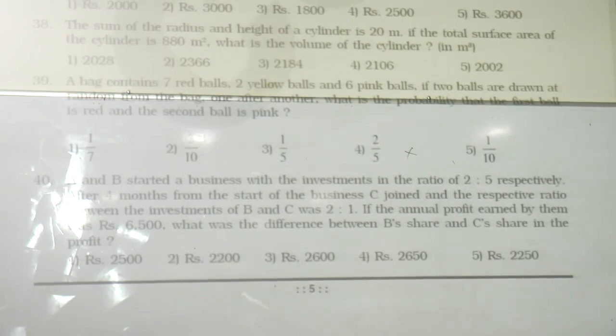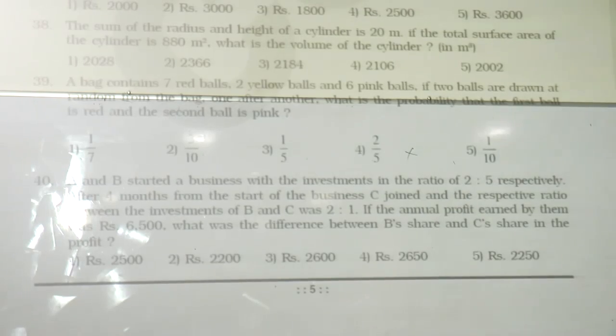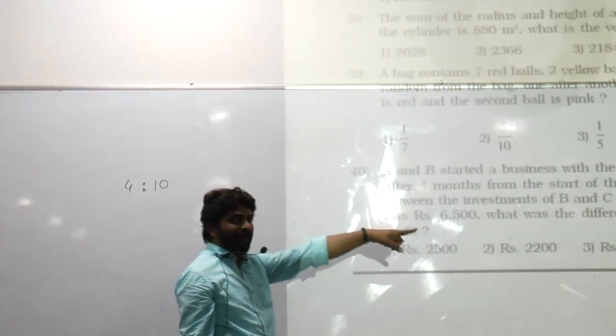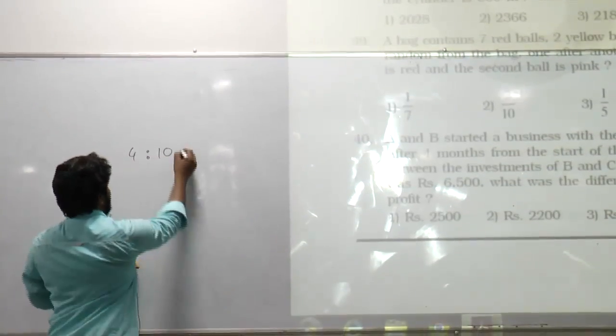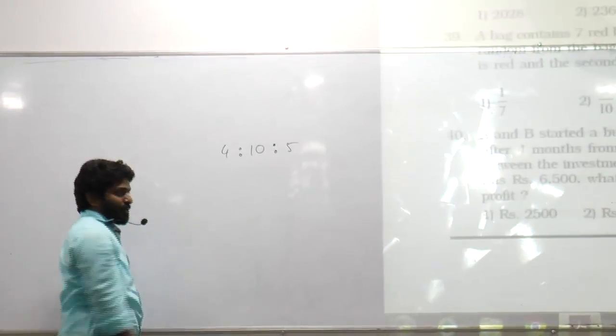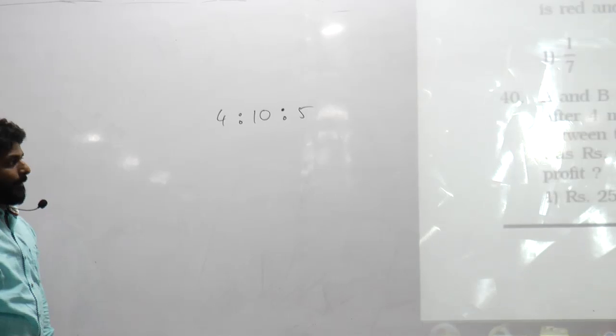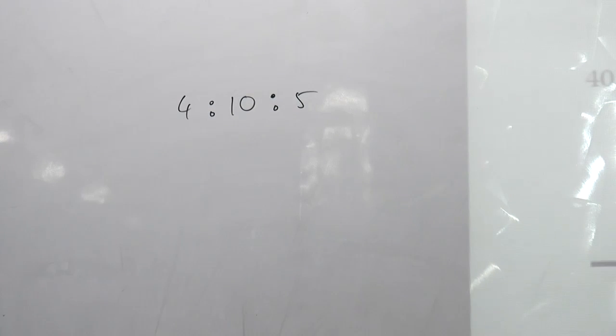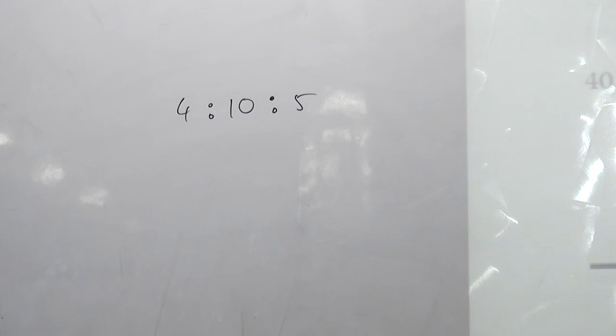Let's go for rainbow multiplication. Multiply the first one with 2. That becomes 4:10. And multiply the second ratio 2:1 with 5. That becomes 10:5. So 10:5. This is the investment ratio of A, B, C. C joined after 4 months. If the annual profit earned by them is 6,500, what was the difference between B's share and C's share?